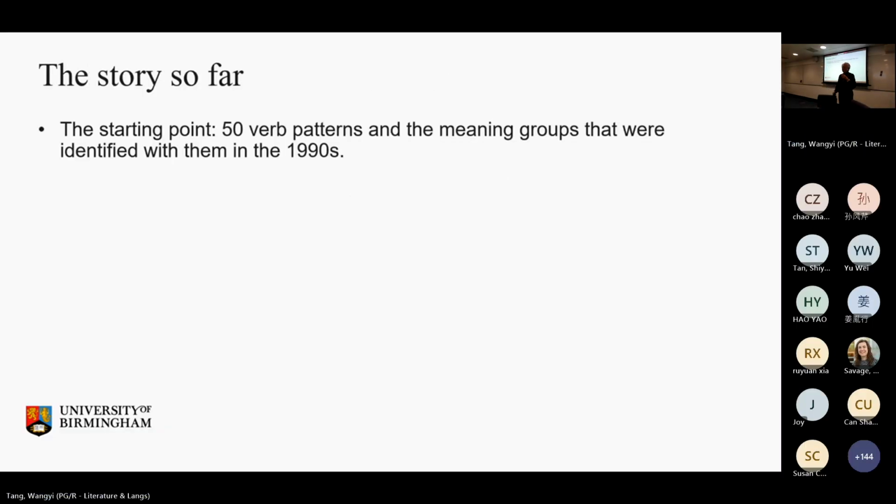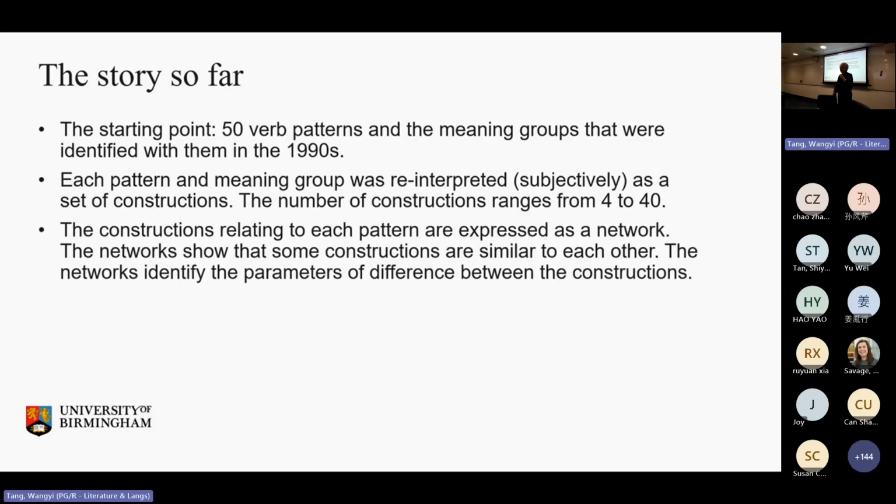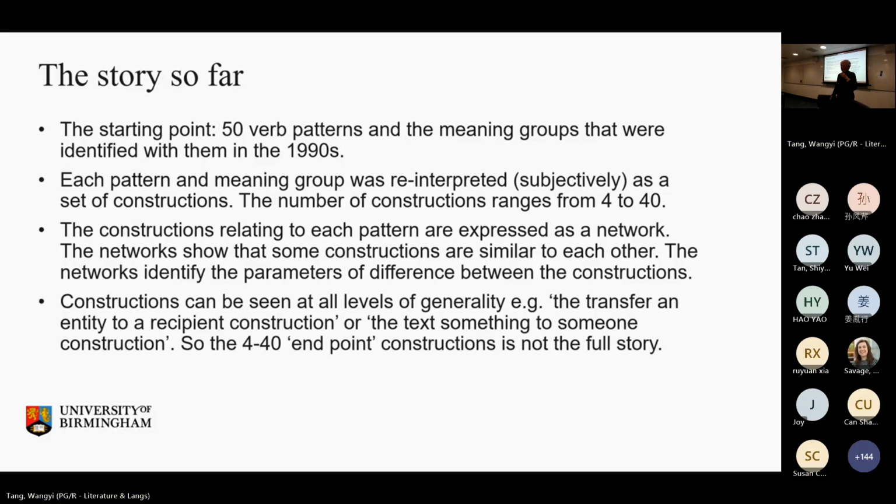So, about a year after the start of the project, we have 50 verb patterns. Each pattern and meaning group reinterpreted subjectively as a set of constructions. And the constructions were expressed as a network. And the constructions seen as all levels of generality. So that was the end of part one of the project.